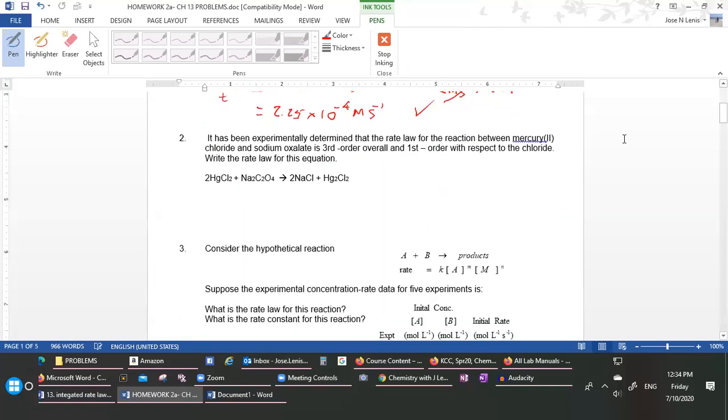And here is this one. I like this one too. It says, it has been experimentally determined that the rate law for the reaction between mercury 2 chloride and sodium oxalate is third order overall and first order with respect to the chloride. Write the rate law for this equation. Very nice problem.